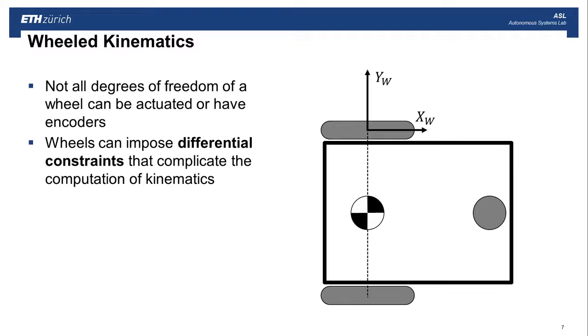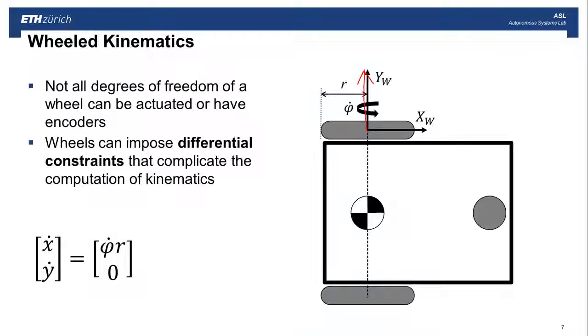But not only that, wheels can also impose differential constraints, so constraints on the derivatives of motion that complicate the computation of kinematics. And so if I give some notation here, r is the radius of the wheel, phi dot is the rotational speed around the wheel axle, and I can write down this set of differential constraints. So x dot, the motion in the x direction in the wheel coordinate frame, should be explained by the turning of the wheel, and that's phi dot r. And y dot, in this case, if we assume some kind of ideal wheel, is 0, because the wheel cannot sideslip, so it can't go in that direction.